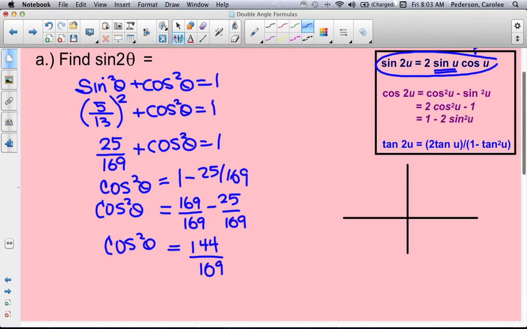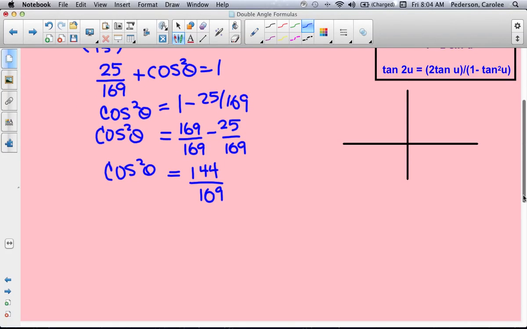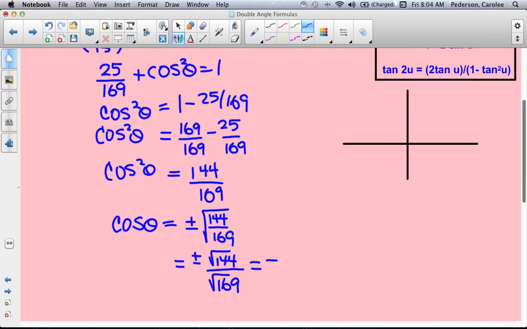Well, we want it to be the cosine of theta, so we have to undo that squared. So we're going to square root both sides. So we have the cosine of theta on the left, equals plus or minus the square root of 144 over 169. Now we can split up that radical into two radicals. So we have the square root of 144 over the square root of 169, which is plus or minus 12 over 13.